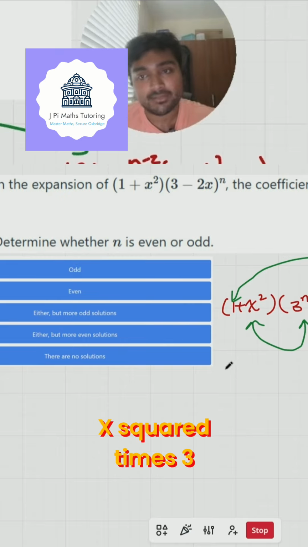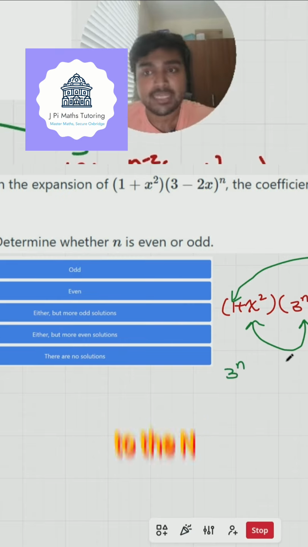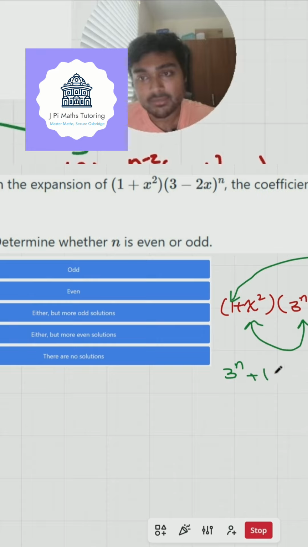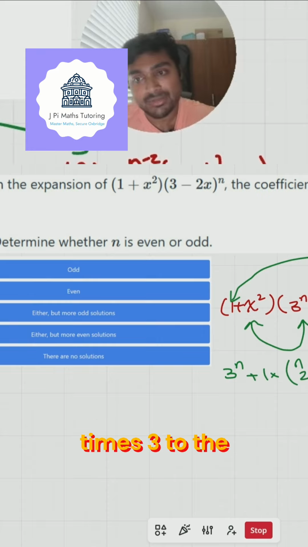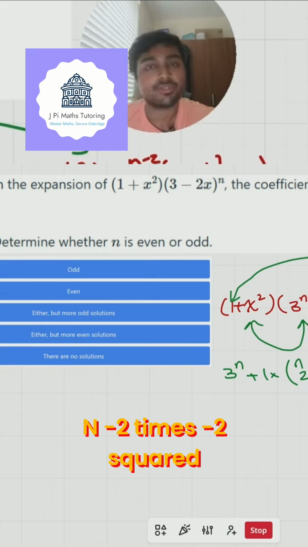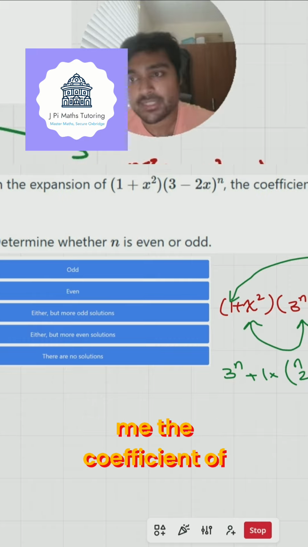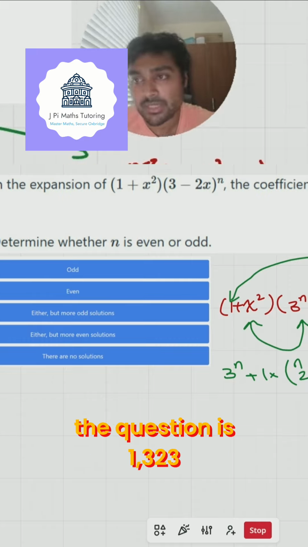So one way is x squared times 3 to the n, which will give me a coefficient of 3 to the n. The other way is 1 multiplied by this number here, which is n choose 2, times 3 to the n minus 2 times minus 2 squared, like so. And this here gives me the coefficient of x squared, which we're told in the question is 1323.